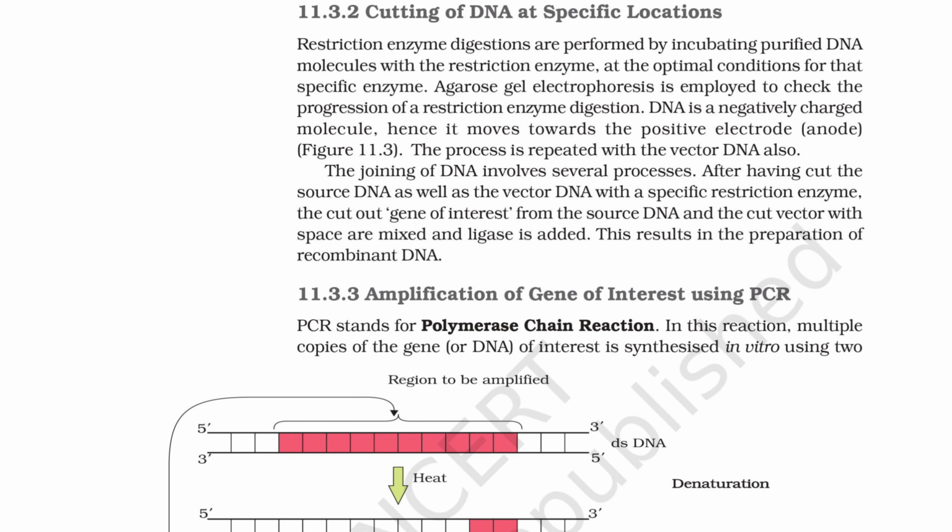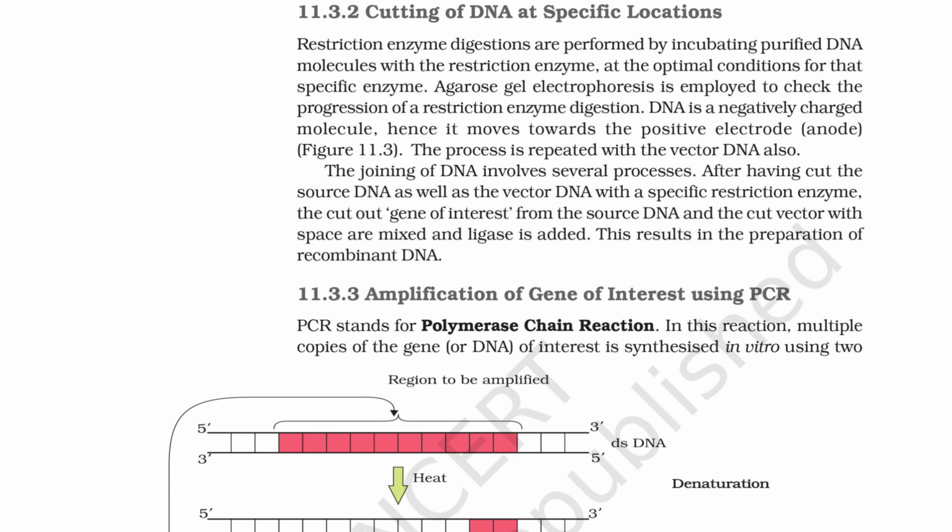Cutting of DNA at specific locations. Restriction enzyme digestions are performed by incubating purified DNA molecules with the restriction enzyme, at the optimal conditions for that specific enzyme. Agarose gel electrophoresis is employed to check the progression of a restriction enzyme digestion. DNA is a negatively charged molecule, hence it moves towards the positive electrode, anode. The process is repeated with the vector DNA also.